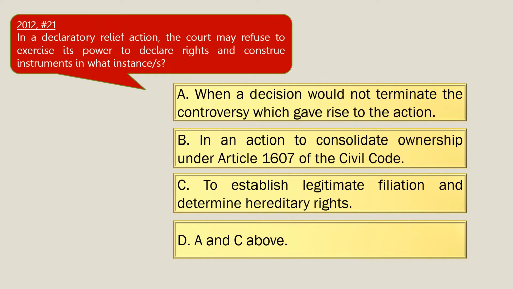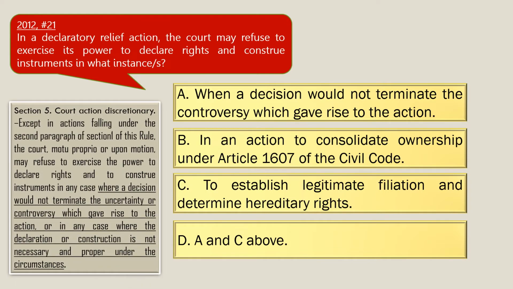So again, ano ang sinasabi ni Section 5? Section 5 reads that the court may refuse to exercise the power to declare rights and to construe instruments in any case if sa tingin niya that even if there is a decision, still it would not terminate the uncertainty or controversy which gave rise to the action. And the correct answer here is letter A.